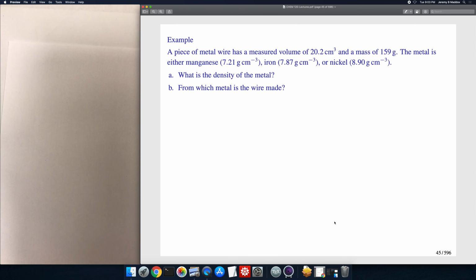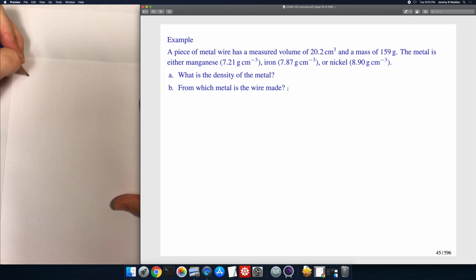So we've got a piece of metal wire that has a measured volume of 20.2 cubic centimeters, and it has a mass of 159 grams. We're told that this metal is either manganese, iron, or nickel, and someone has provided us with the densities of these different metals. And so what they want us to do here is to calculate the density of the metal and then identify which metal we have.